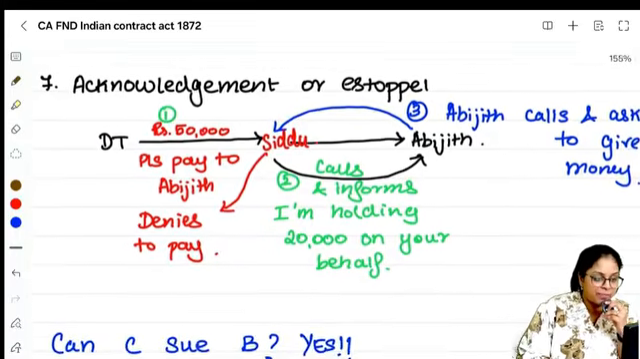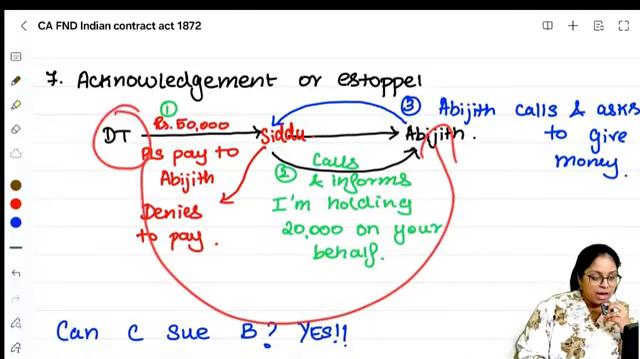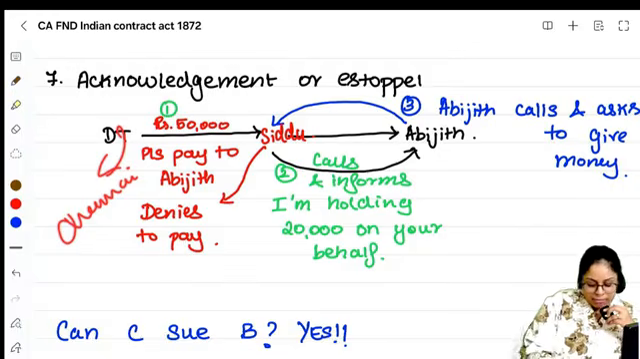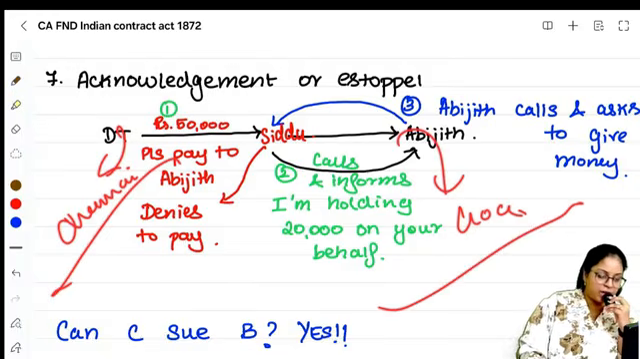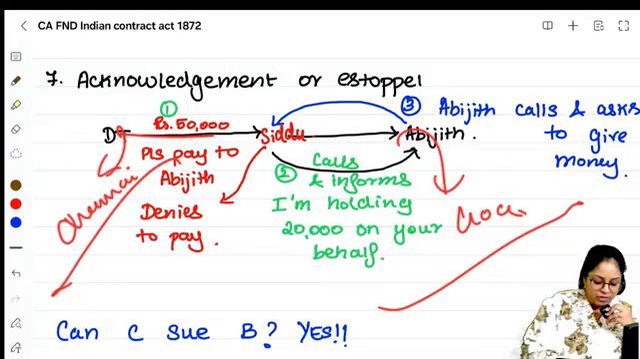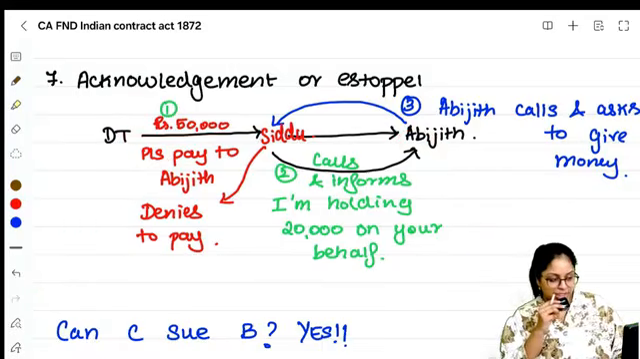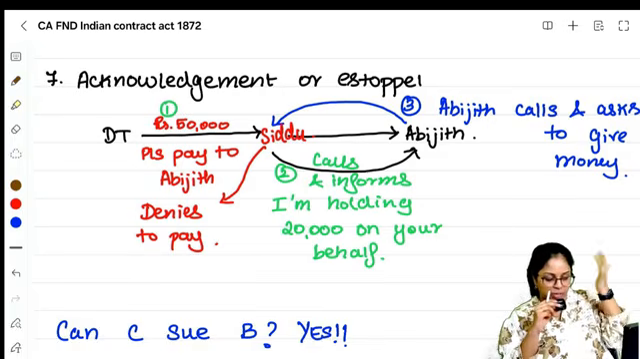Remember this example. There is DT. I borrowed money from Abhijit. I live in Chennai. Abhijit lives in Goa. After some time, when the due date comes, I am going to Goa to return the amount to Abhijit. I go and call Abhijit and tell him, I am standing in the airport, I'll come and give it.